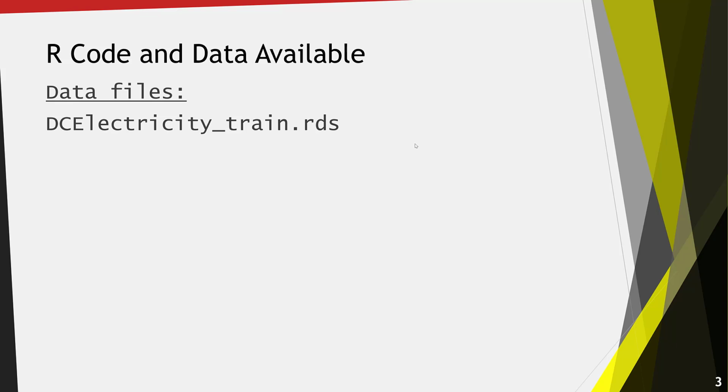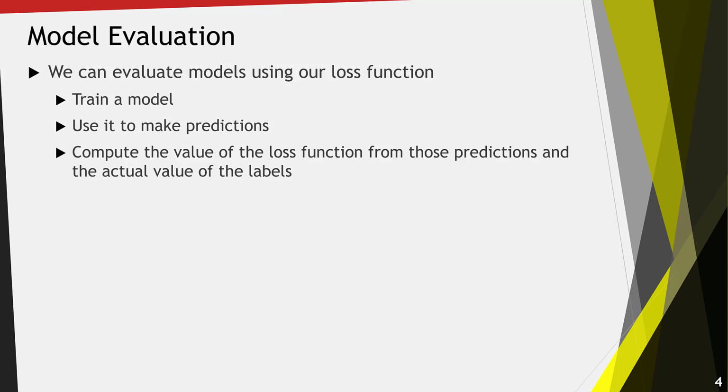It uses the data file dcelectricity_train.rds. You should download those now if you'd like to follow along. As we saw in past videos, you can evaluate your models using the loss function. The process you would go through is you would train a model, use it to make some predictions, and then compute the value of the loss function from those predictions and the actual values of the labels.